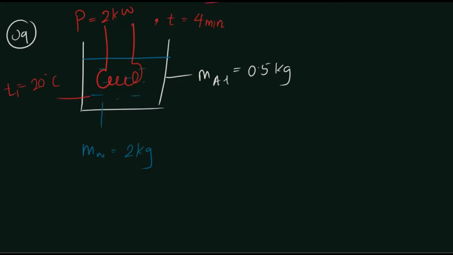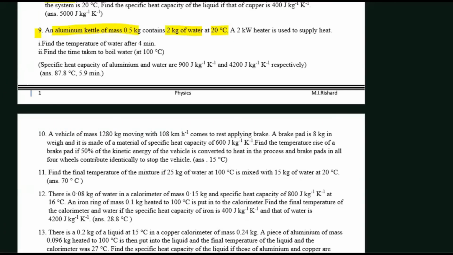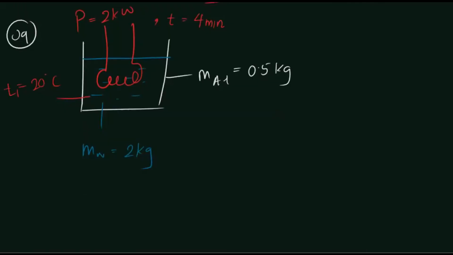Now, 20 degrees Celsius means both are at 20 degrees Celsius. You need to understand that the water is at 20 degrees Celsius, and the aluminium kettle is also at 20 degrees Celsius, because both are in thermal contact, which means both should be at the same temperature.